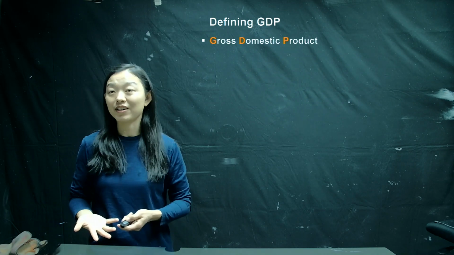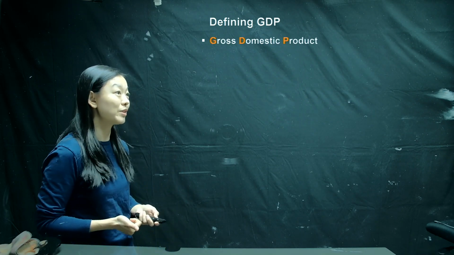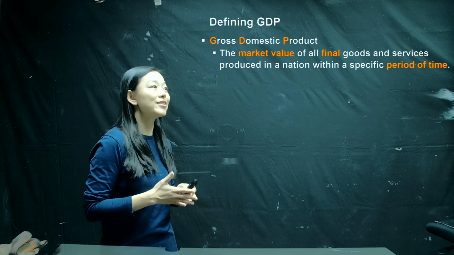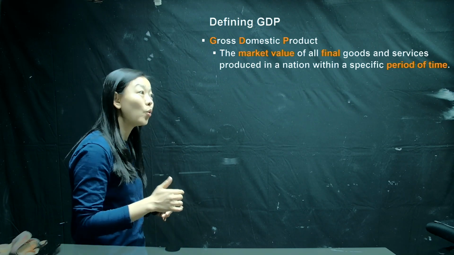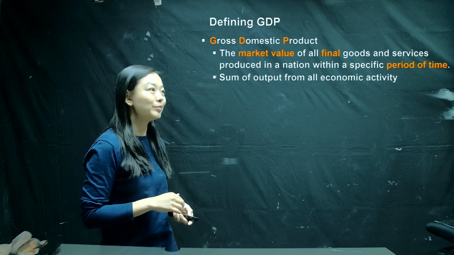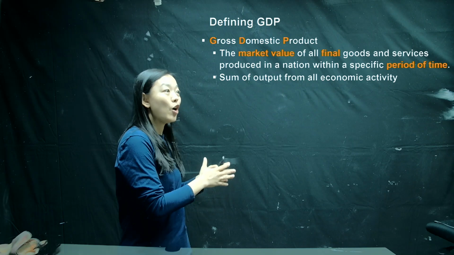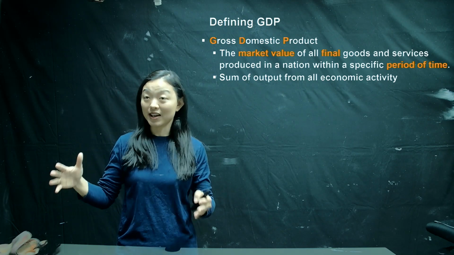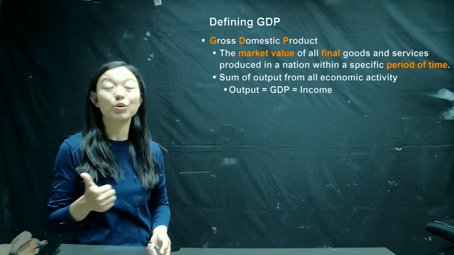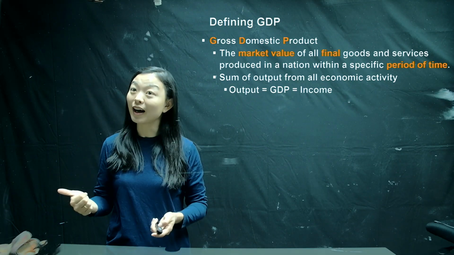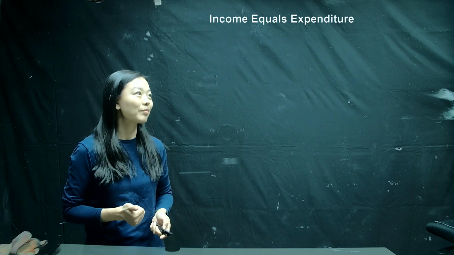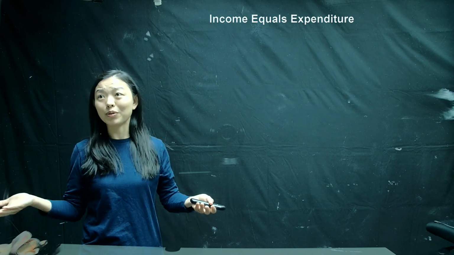So let's first look at the definition. GDP, gross domestic product, means the market value of all final goods and services produced in a nation within a specific period of time. It is the sum of the output from all economic activities in a nation. So we would like to say the output value will equal GDP, and GDP will also equal income. I would like to show you this later. Now, we would like to say income will also equal expenditure.